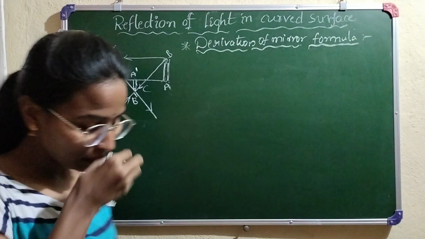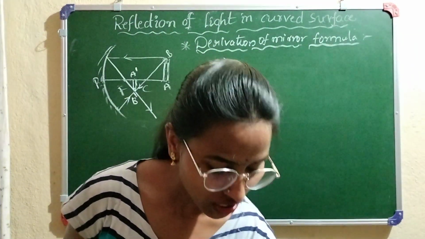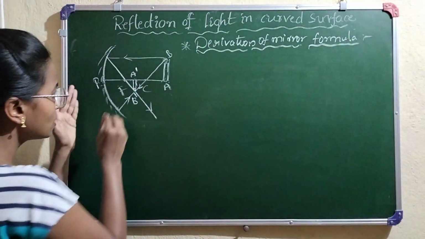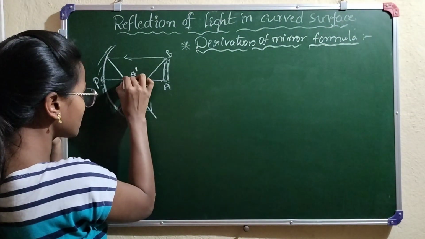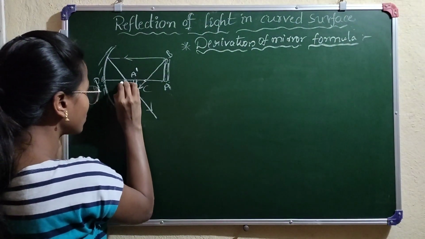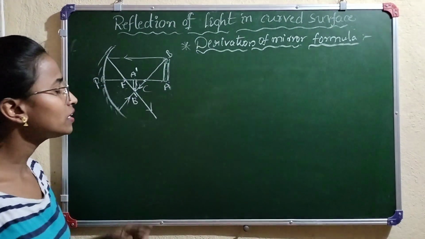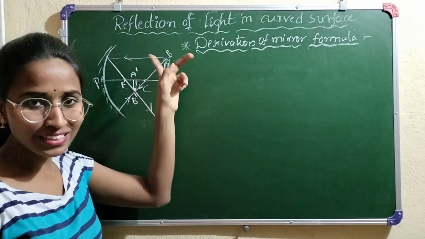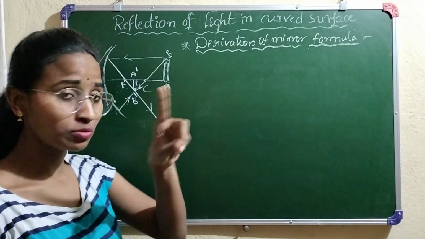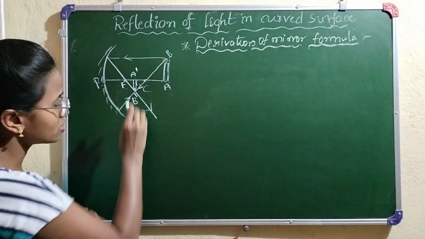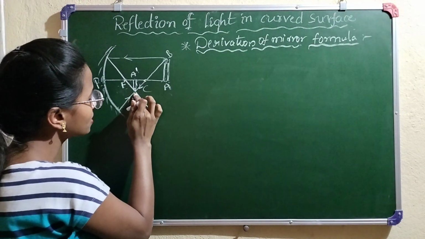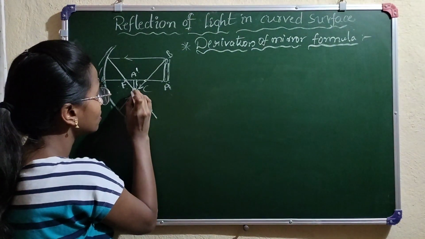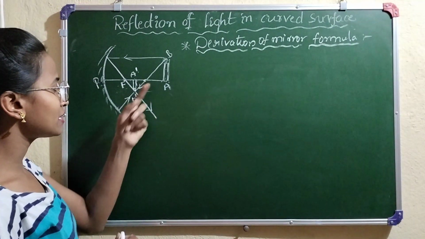So now, just observe this figure. Here this is the pole, this is the center of curvature C, and this is the focus point. This is A and this is B. I think this will all be visible to you. Observe this diagram properly, and A dash, B dash. This is simply B dash, and this is the center of curvature.